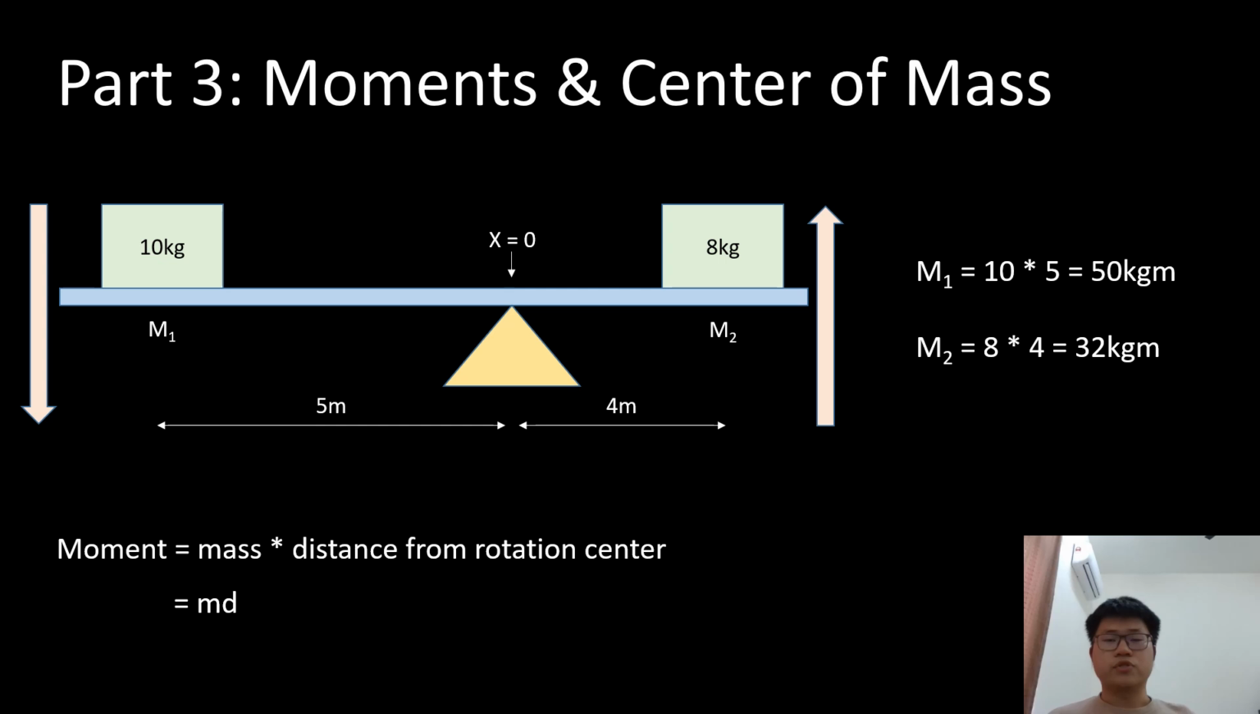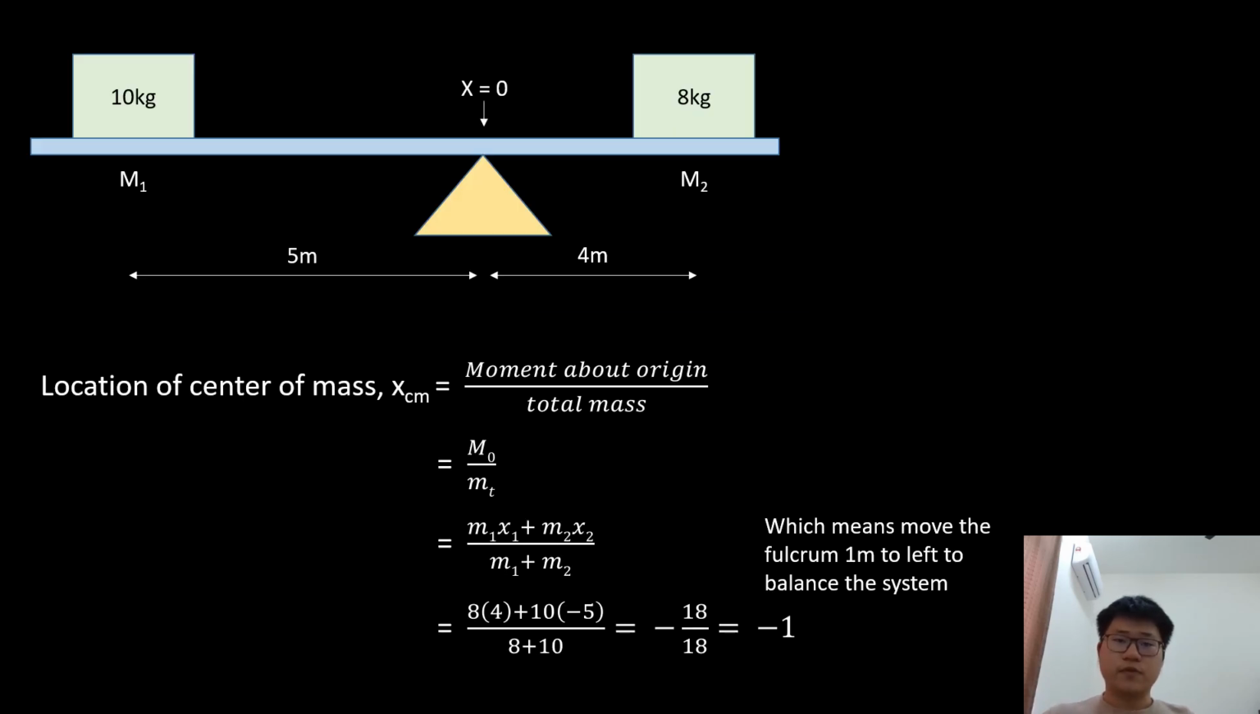Last of all, we've entered the third section that talks about moments and center of mass. The moment of an object is its mass multiplied by its distance from the rotation point. In this example, M1 will be 50 kg meter and M2 will be 32 kg meter. Since M1 is larger than M2, the system will tilt over toward M1. So if we want the system to be balanced, we need to find the location of the center of mass by the formula: total moments about the origin divided by total mass.